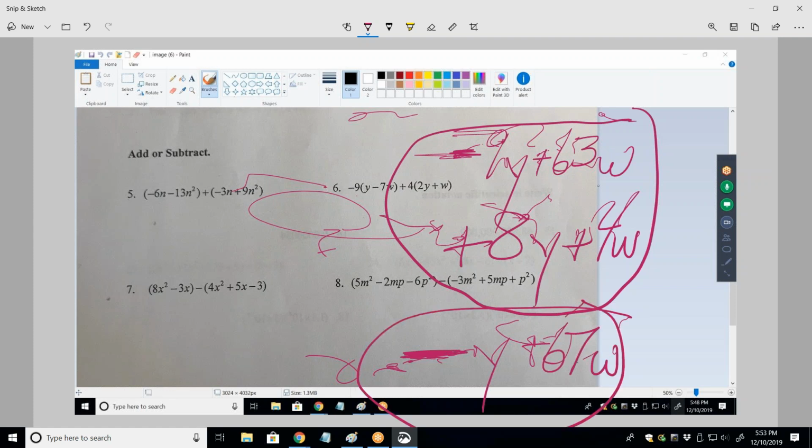If I left the plus out, it wouldn't make any sense at all. I'd be looking at minus y 67w. Doesn't say anything. It's part of a polynomial, so you always have to have the sign unless it's the very first term. If it's the first term and it's positive, you don't need to write it. But if it's the second, third, fourth, fifth term, you need to put it in there every time.